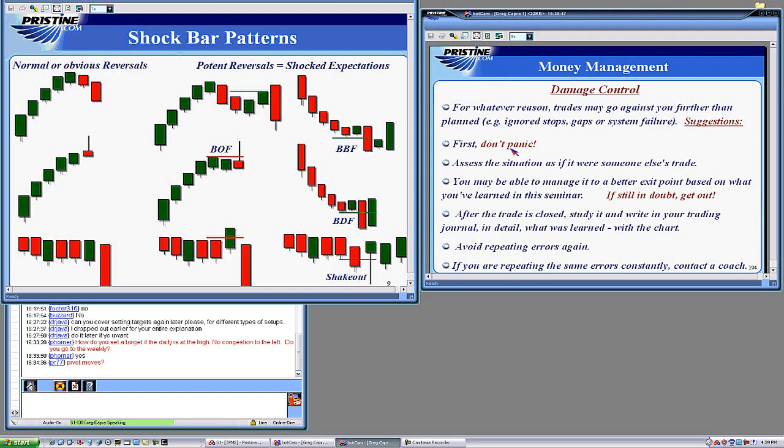You should have your broker's phone number on speed dial, in your cell phone. You're prepared. You know what you're going to do when these types of situations happen. Assess the situation as if it's someone else's trade. It may help you think more clearly. See if there's a better place to get out of it. Close out the trade. Put it in your trading journal. Study it, make notes, see what happened, and avoid repeating errors.